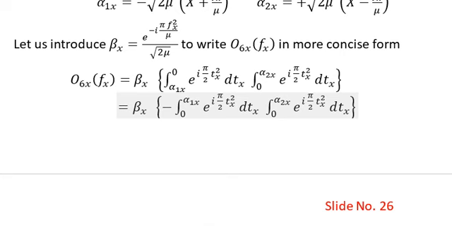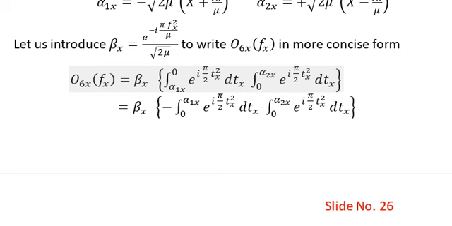Actually, this is again a plus sign over here, but I have used an equal sign. So this is plus beta x, and within the curly bracket we have a minus, the same integral. But now the second integral we have written from 0 to alpha 1x of e to the power iota pi by 2 tx square dtx. And for the other integral, sorry, there is no plus sign, because the integral goes from alpha 1x to 0, and then from 0 to alpha 2x.